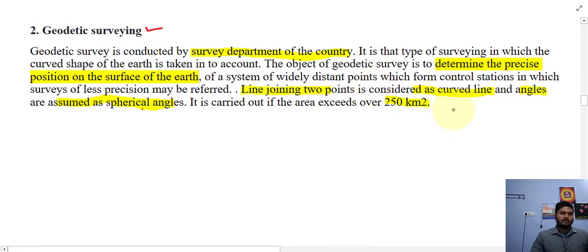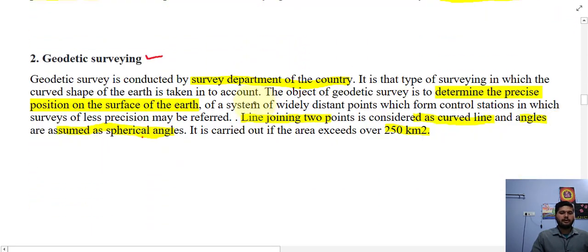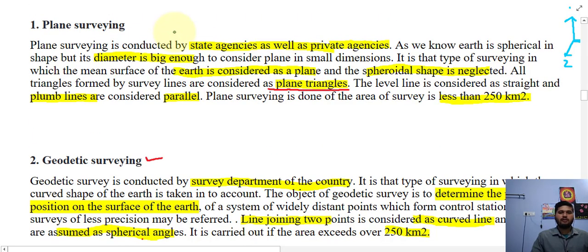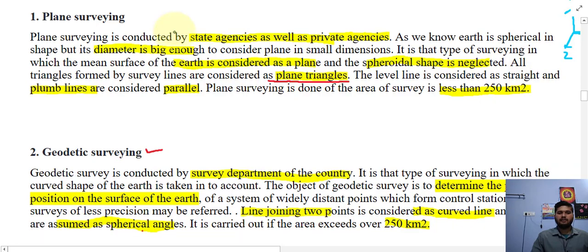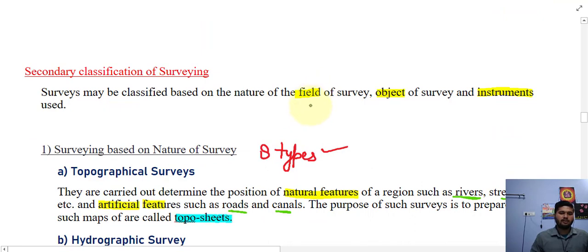Okay, so these are your class notes, and please note down the highlighted portions, which are important for your note preparation. Now this is the first classification of surveying. Now we are moving to the secondary classification of surveying, which is based on three things: field, object and instrument. That is, nature of field, object of surveying and instrument used for surveying purposes.